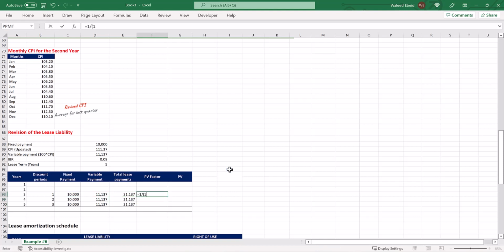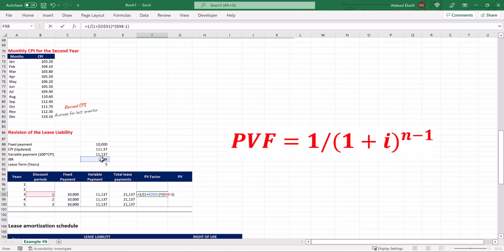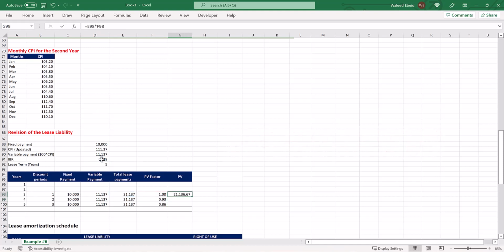Here are the present value factors using this formula because the payments are made at the beginning of the year. And finally the present value of the remaining lease payments, which is the new carrying amount of the lease liability at the end of the second year.